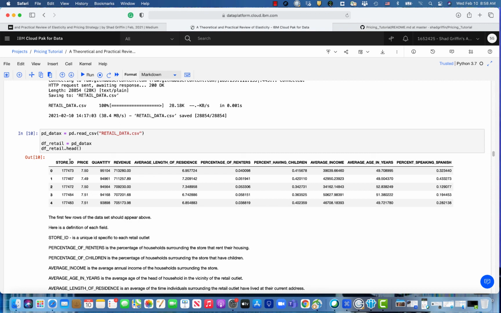We have 219 stores. Each store has a price, and each store has a quantity sold at that particular price, and also a revenue associated with the price and quantity. We also have what I will call exogenous or external variables that we can include. Things relevant to the store itself, like how long people around a store have lived in their current home, what percentage of people around the store are renters, the percentage of people around the store that have children, the average income of people living around the store, how old people around the store are on average, and what percentage of the people around the store speak Spanish.